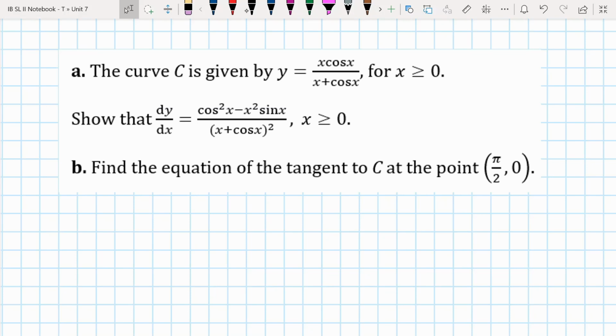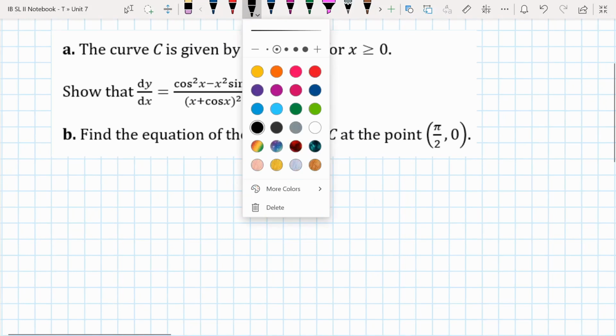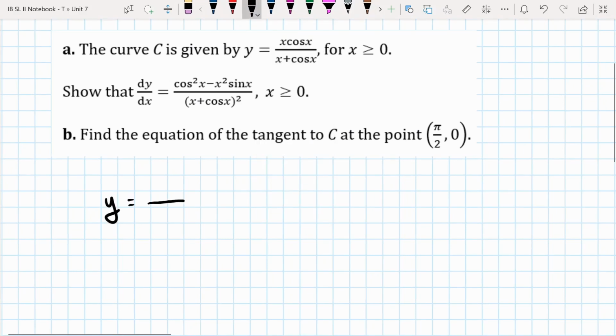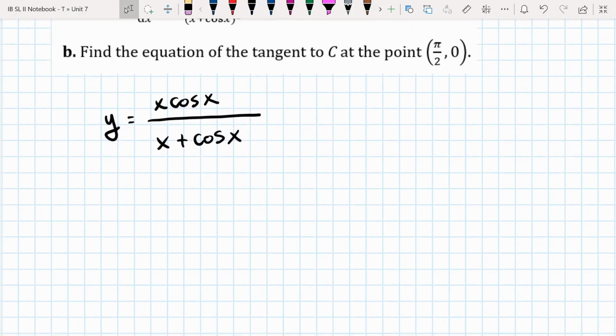Okay, so the first thing we're going to do is take the derivative of this function. We probably want to use the quotient rule here. So let's start by using the quotient rule. If y is defined as x cosine of x over x plus cosine of x, the nice thing about this question is we're actually shown what the derivative is. We just need to prove what it is. So let's use the quotient rule. So we're going to do low d high minus high d low. It's going to get a little messy, and then we'll try and simplify this.